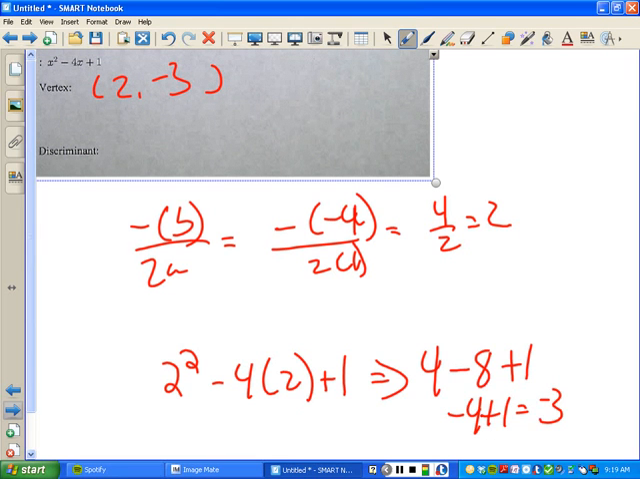Do we always find both? You have to find both x and y.